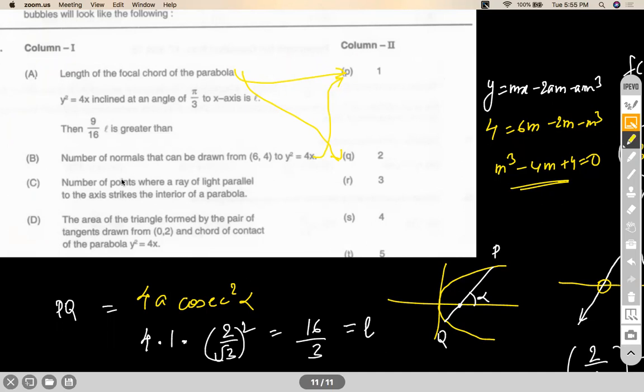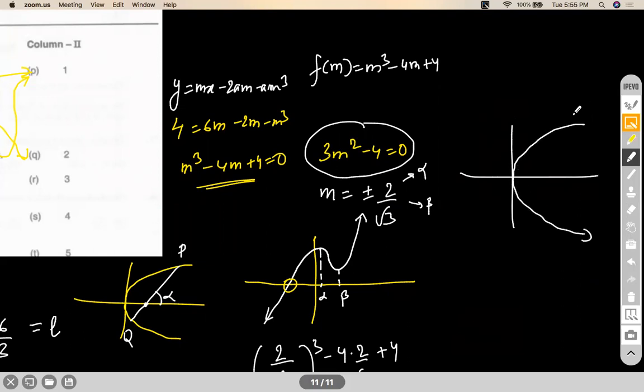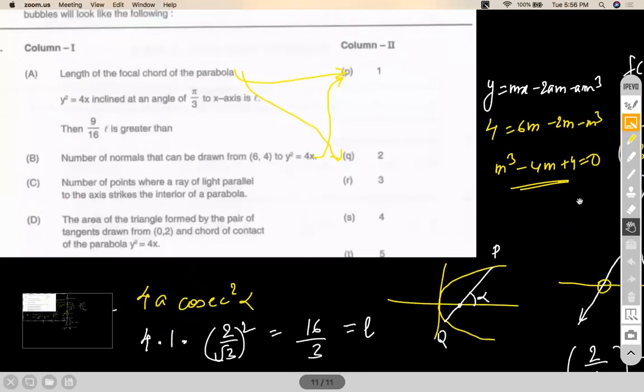The number of points where a ray of light parallel to the axis strikes the interior of the parabola. This seems to be a weird question, but it's very simple, I guess. So, if your ray of light comes like this, of course, it's going to pass through the focus, and any point through the focus will become parallel to this. So, basically, it only will cut at two points. So, option number C will match to Q. There's no other thing.